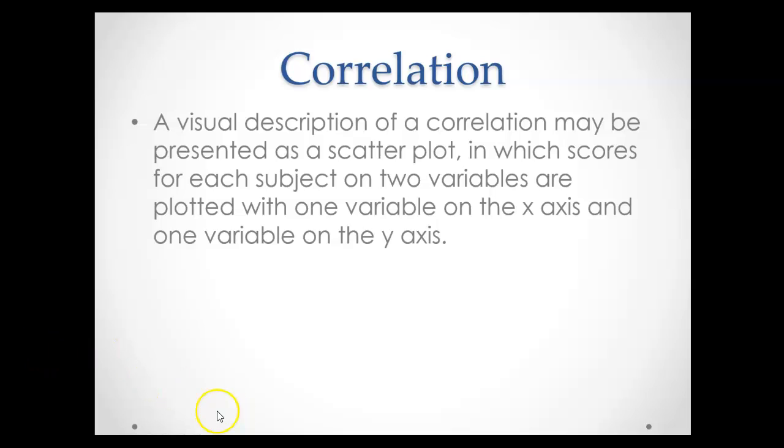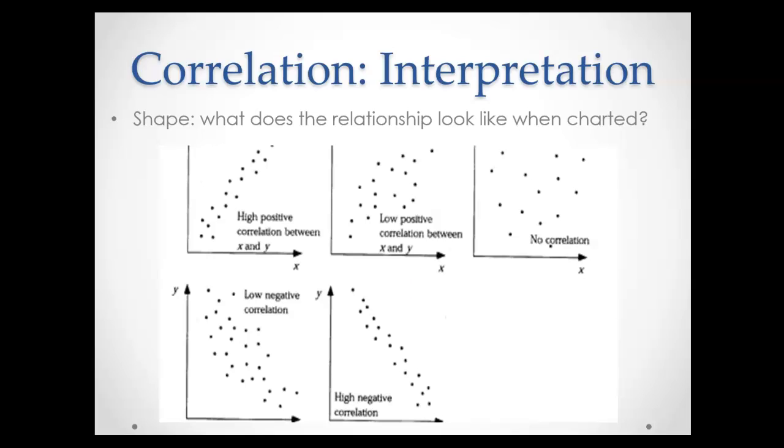Then we might also want to look at shape. So we would get a visual description of a correlation, maybe presented as a scatter plot. I'll show you some pictures of that, in which scores for each subject on two variables are plotted with one variable on the x-axis and one variable on the y-axis. So here would be some examples of shape. What does the relationship look like? And what we'll be dealing with for the purpose of this class is just linear relationships. There are examples of curvilinear relationships that might look like this, but we're just going to be dealing with linear relationships.